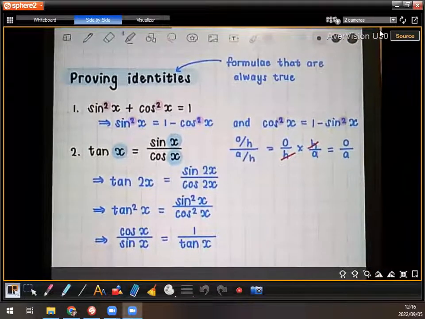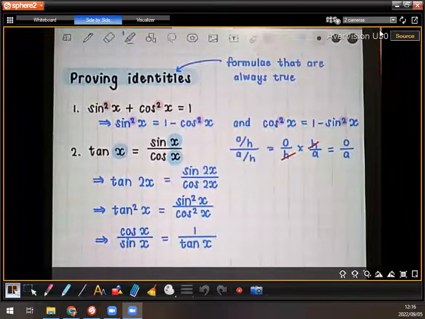So you can't say, guys, that sine x is 1 minus cos x. It doesn't work. Okay, they have to be squared. That's very important for that first identity. So it has to be sine squared plus cos squared to equal 1.